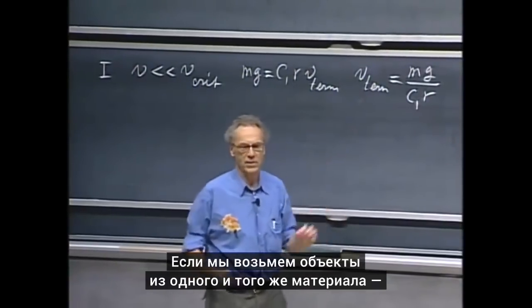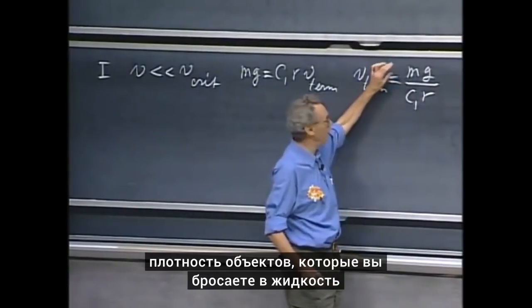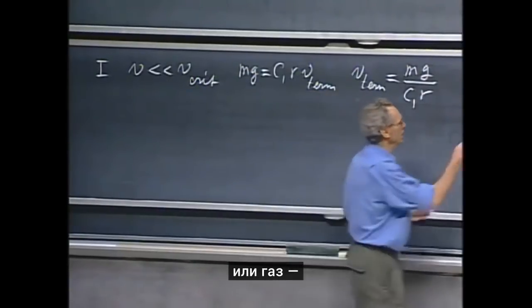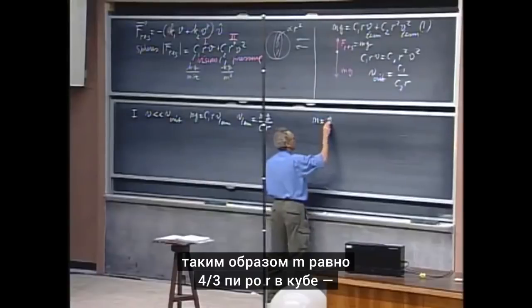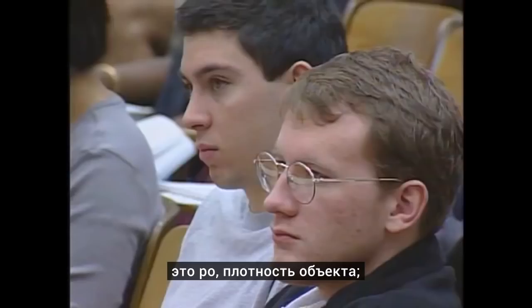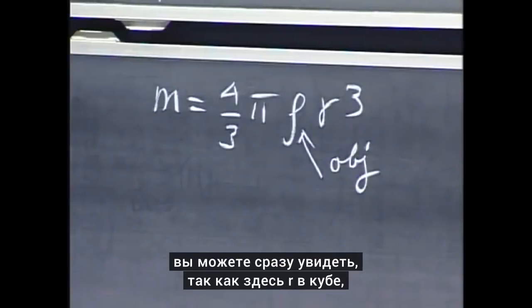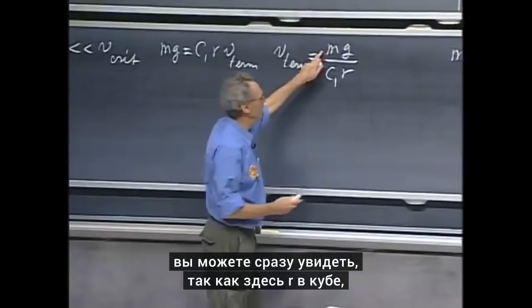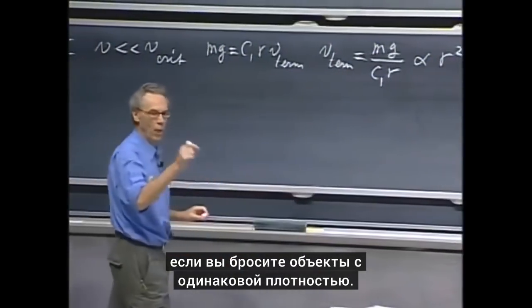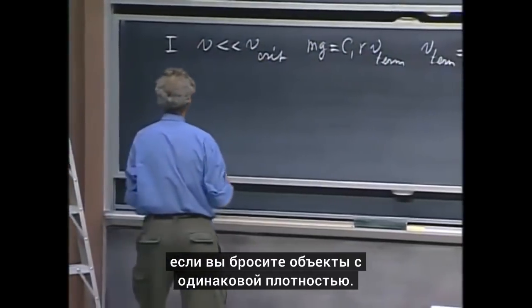If you take objects of the same material, that means they have the same density, the density of the objects that you drop in the liquid or that you drop in the gas, so that m equals 4/3 pi rho r cubed. This is now the rho, the density of the object. It's not the density of the medium. Then you can immediately see, since you get an r cubed here, that this is proportional to the square of the radius, if you drop objects in there with the same density.